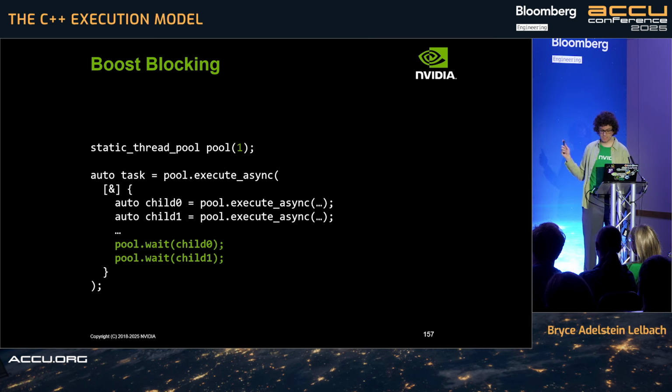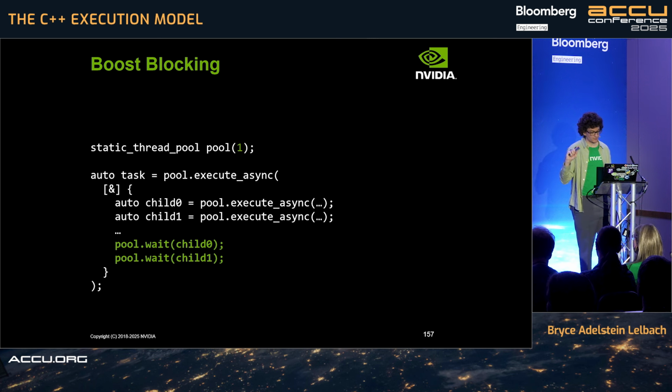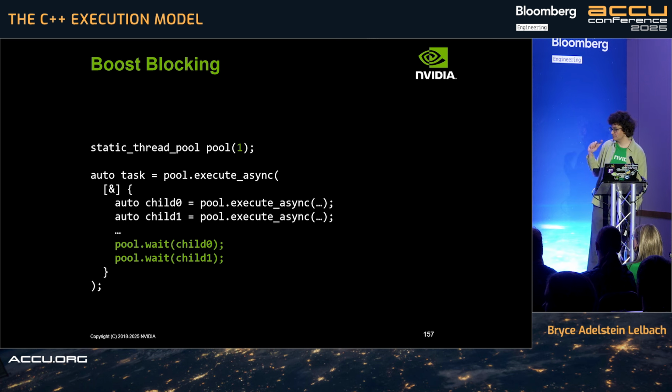And so with this change, even if we have just one thread in the pool, this code will be fine. So when we hit the waits here, instead of blocking forever, we'll eventually execute the child task ourselves in the thread executing the parent task.